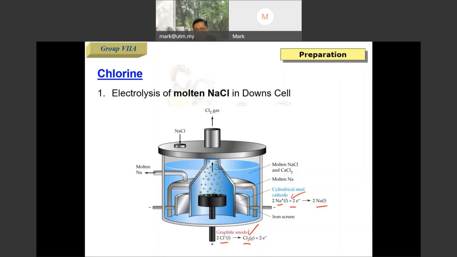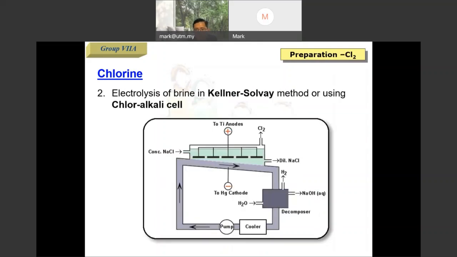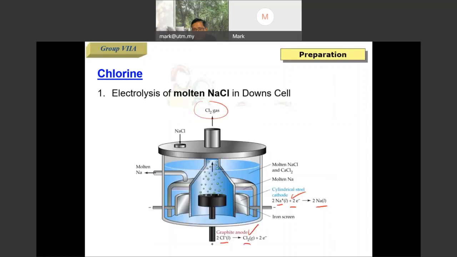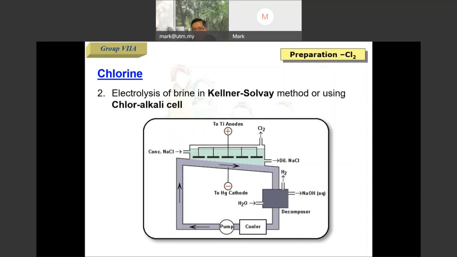There are also other methods that can be used to obtain chlorine gas, which is the electrolysis of brine in the Castner-Kellner method, or using the cold alkali cell. The difference between this and this method is that the Castner-Kellner method uses either the Castner-Kellner or the alkali cell. They are very similar.